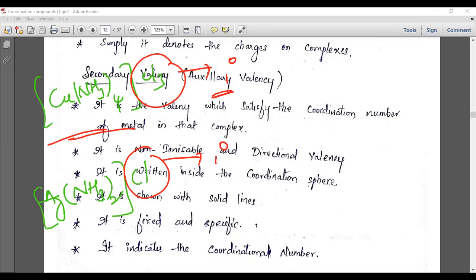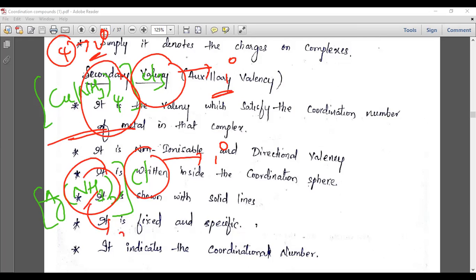And what is the secondary valency here? Here the 4 ligands are there. 4 is our secondary valency. Here only 2 are there, only 2 which are secondary valency. They are our secondary valency. Those 2 points you should remember. So what actually are primary and secondary?